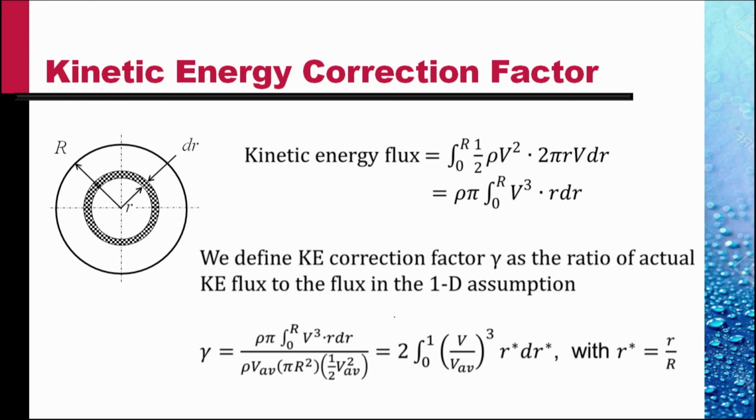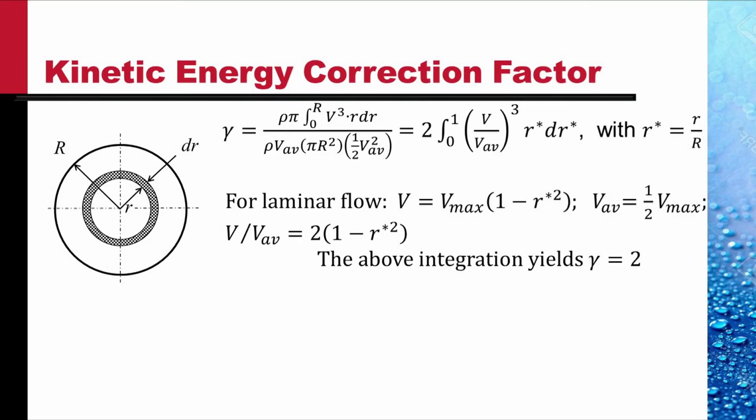Now, we can go the laminar or the turbulent route. For the laminar flow, V is equal to V max times 1 minus R star square. V average is 1/2 V max, and V divided by V average is twice into 1 minus R star square. The above integration yields gamma, the kinetic energy correction factor, as 2.